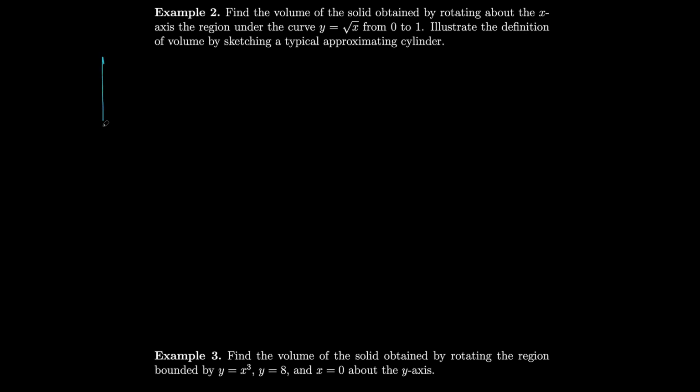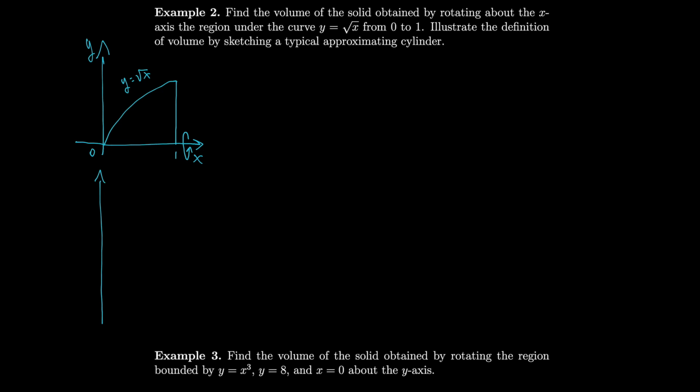So we've got this graph. Here's y, here's x, here's y equals square root x, and we're cutting it off at 1. We have to rotate this about the x-axis, so that means we're rotating over here. So when we do that, it becomes something like this.